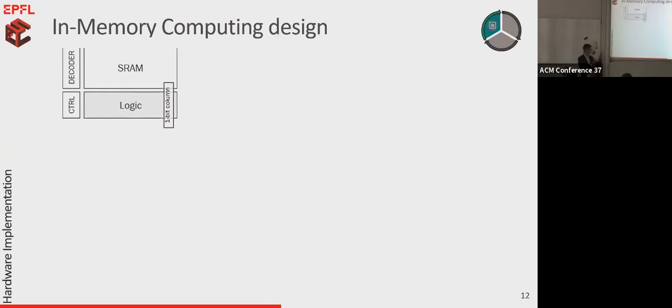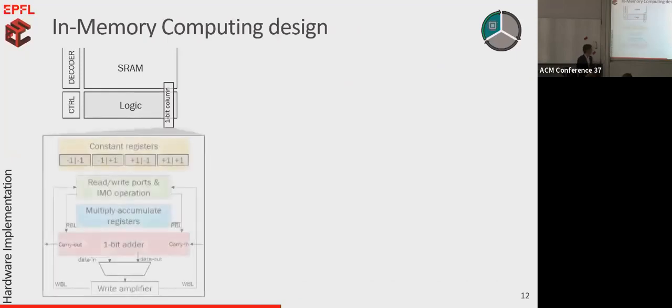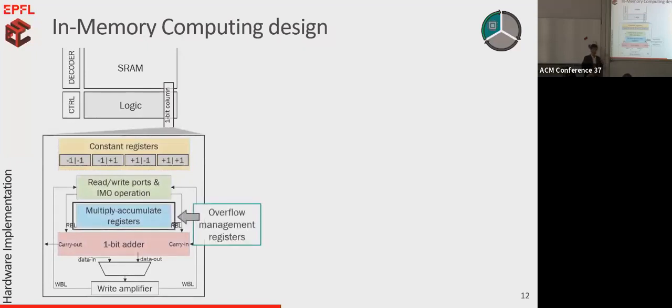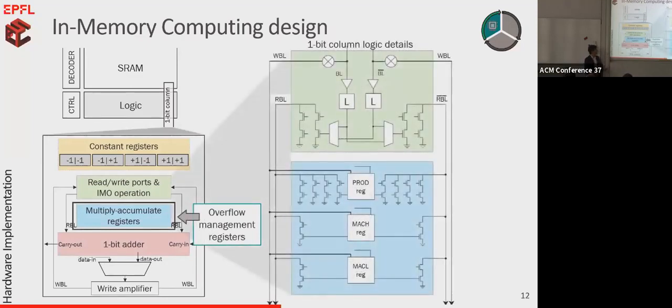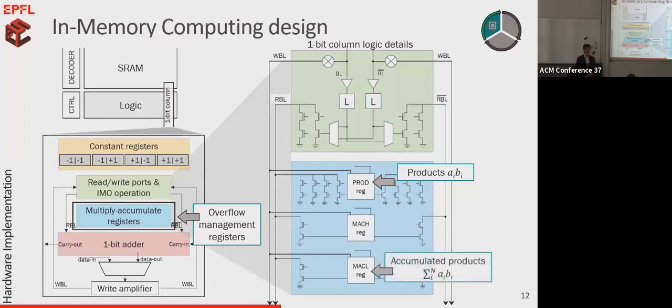So we'll just focus on the details of a single bit column. You see the structure is similar to what you've seen before, at least with these colors. But again, the key here to prevent overflows is the multiply accumulate registers. Here you see a more detailed view, but again, there is a register to store the individual product and another one to store the accumulations.